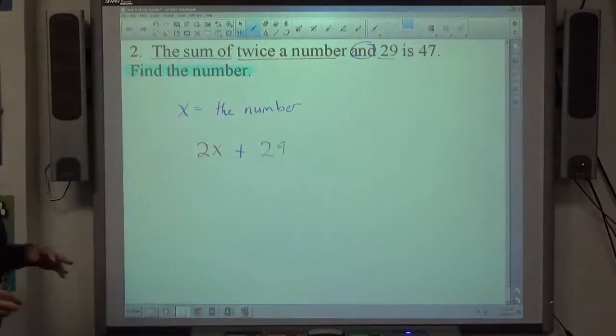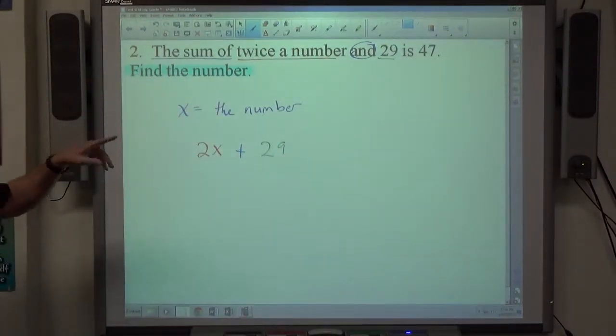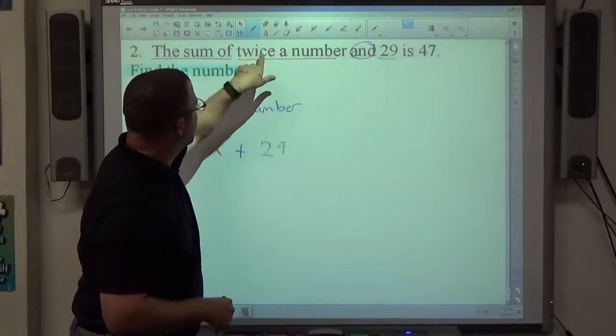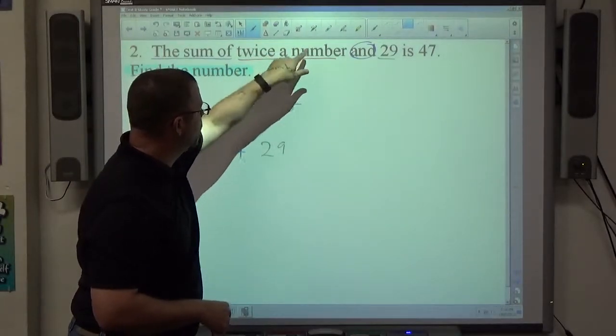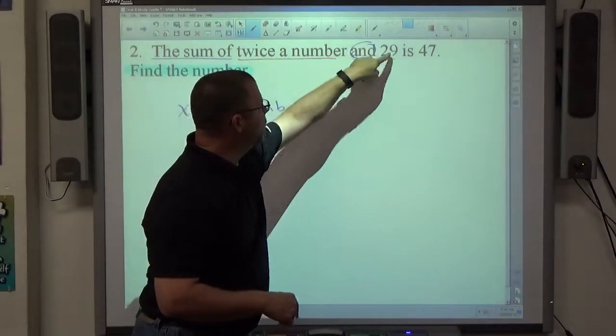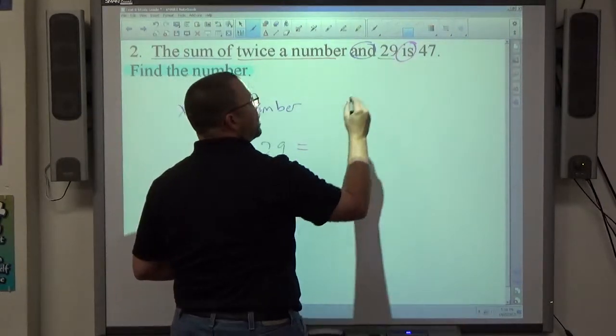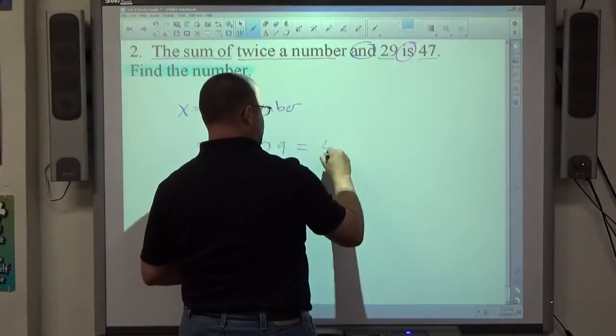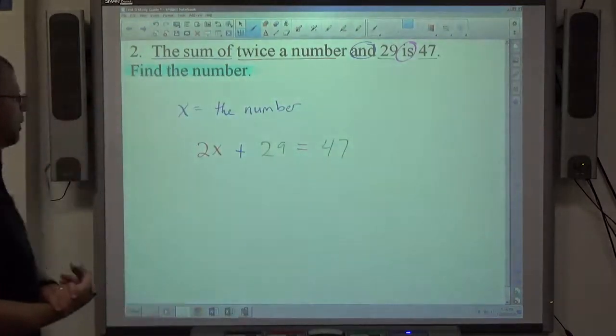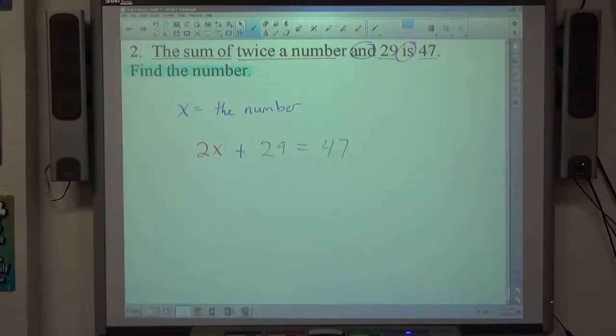No parentheses are necessary there because I'm not multiplying by the sum. The product is 2 times a number, 2 times one thing. It's being added to 29. The word is always gives me an equal sign, and 47 is just the number 47. So straightforward, pretty simple equation to write there.